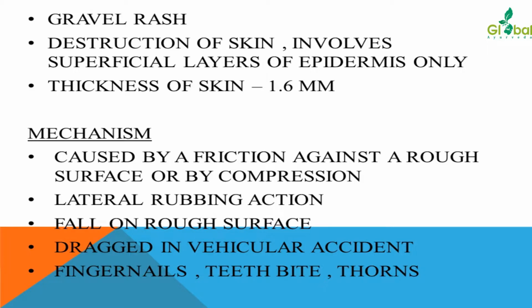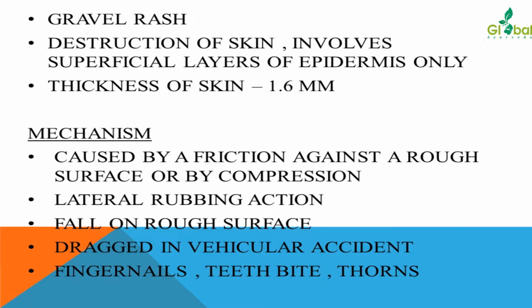Mostly the superficial layers of the epidermis are involved, and about 1.6 mm of skin thickness is affected here. The mechanism is friction against a rough surface, with compression, and thereby a lateral rubbing action. When there is a fall on rough surfaces, abrasion is formed. Sometimes in vehicular accidents, the vehicle drags the person, and when dragging along the road there is rubbing, so abrasion is seen for that also.